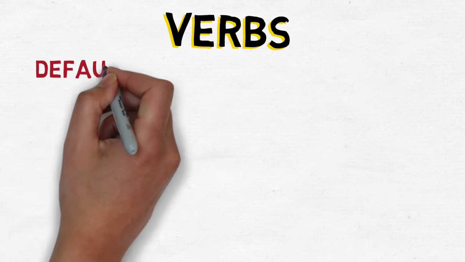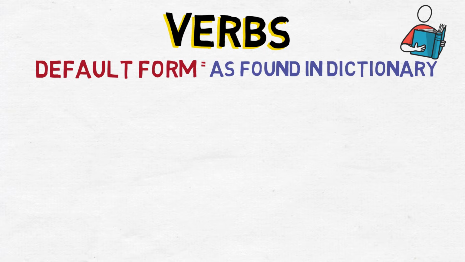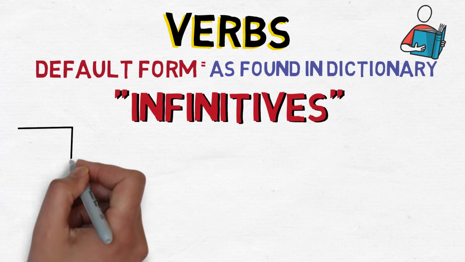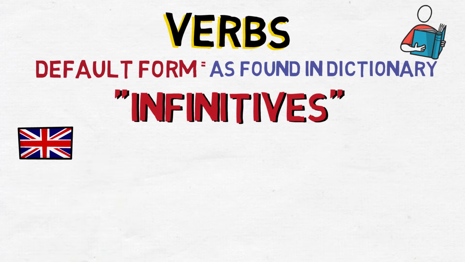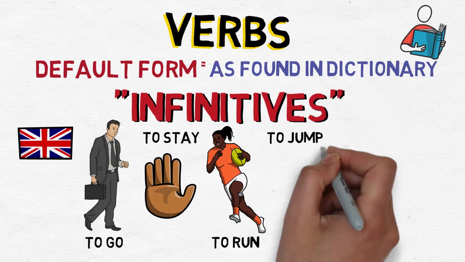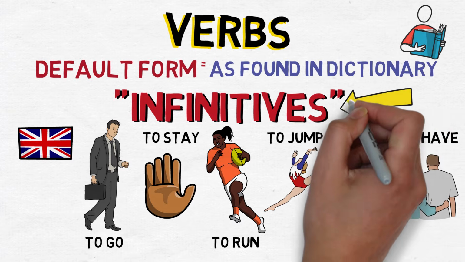All verbs have a default form, which is the form that you'd find when looking in a dictionary. These forms are officially called infinitives. In English, all infinitives start with the word to. For example, to go, to stay, to run, to jump, to be, to have, etc. These are verbs that are straight out of the box. They haven't been changed in any way. They haven't been put into a different form depending on the pronoun, which is called conjugation. An unconjugated verb is called an infinitive.